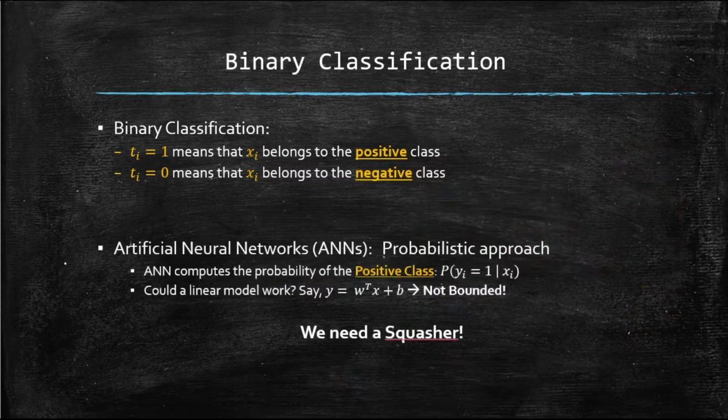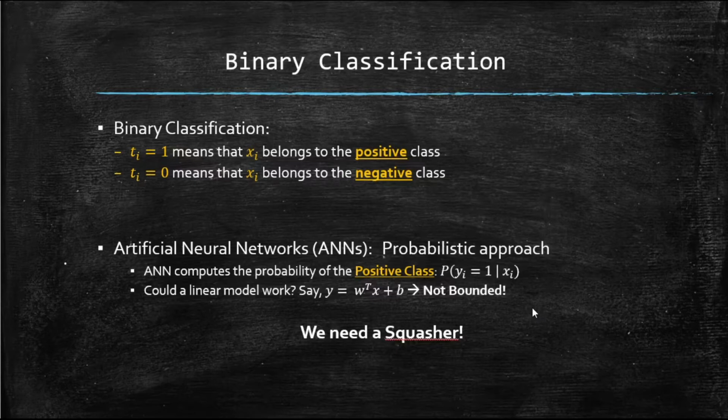An artificial neural network, usually abbreviated as ANN, is kind of a probabilistic approach. It generates the probability of your input belonging to either of the classes. So an ANN computes the probability of, say, the positive class, and that is basically how we show it. The P stands for probability: the probability of x_i, the ith input, belonging to class 1, so y_i, the output of your network, equal to 1. What is the probability of seeing that?